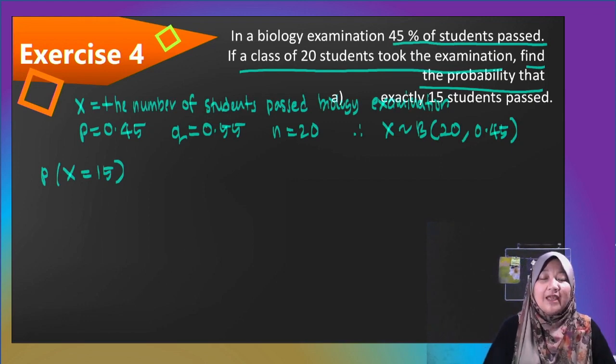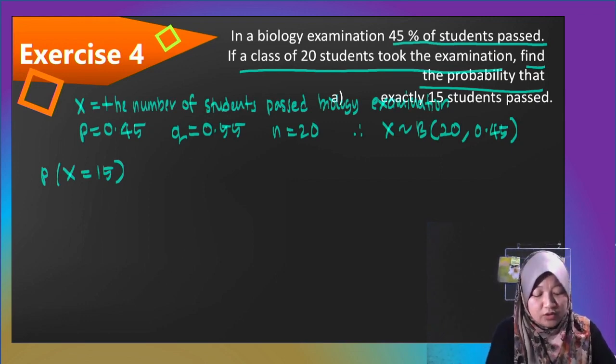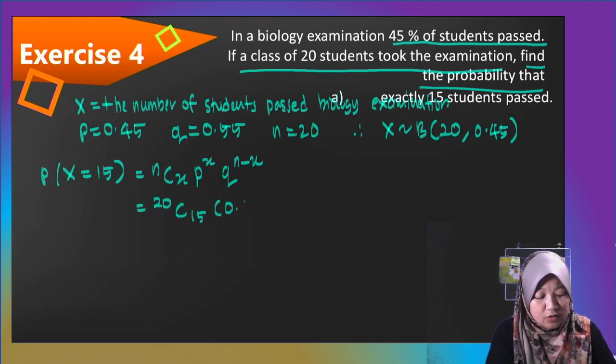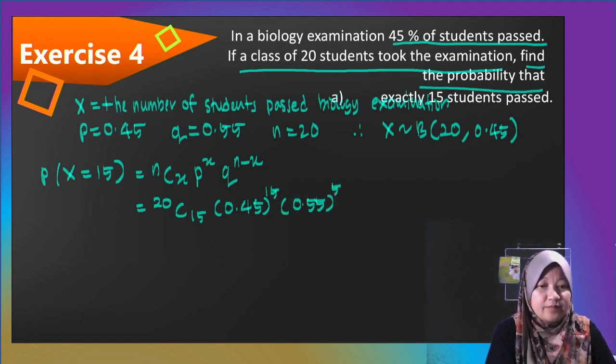So, kalau X equal to 15, kita boleh kira menggunakan formula sahaja. NCX. Saya suka tulis formula banyak kali supaya kita mudah ingat formula dia. Okay, N is 20, so 20 C 15, P is 0.45, power of 15, Q is 0.55, power of 20 minus 15 is 5. Okay, and then we have the probability is 0.0049.